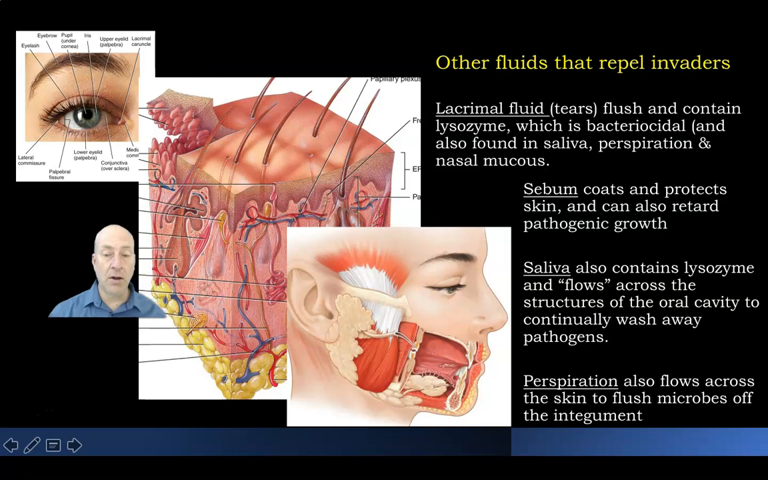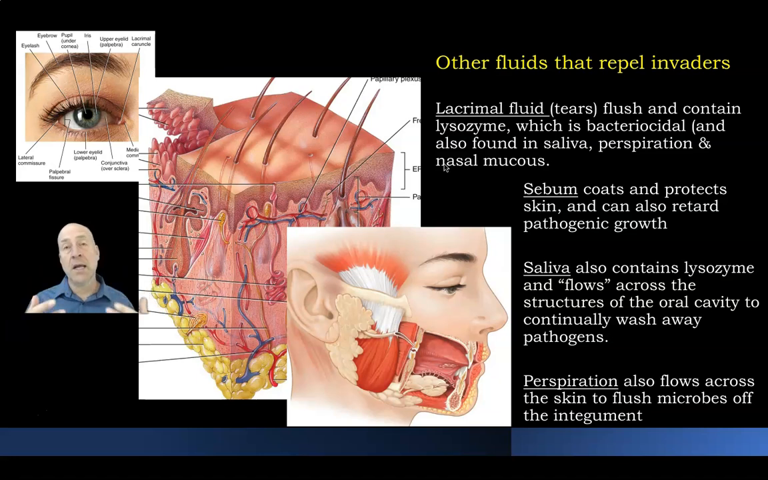Other fluids are going to repel invaders. Well, the lacrimal fluid of tears starts laterally and flows across your eye and washes out the microorganisms that are going to land on your cornea and try to colonize your cornea. And also lysozyme, pretty important. We'll talk about lysozyme a little bit as we go along. Lysozyme is an enzyme that has bactericidal properties. It can kill bacteria. So not only is the flow of tears across your eyes going to wash away these microbes, but inside those tears, you're going to have some lysozyme that's going to actually start killing bacteria too. Lysozyme is also found in saliva, perspiration, and nasal mucus, which are fluids that we're going to see here.